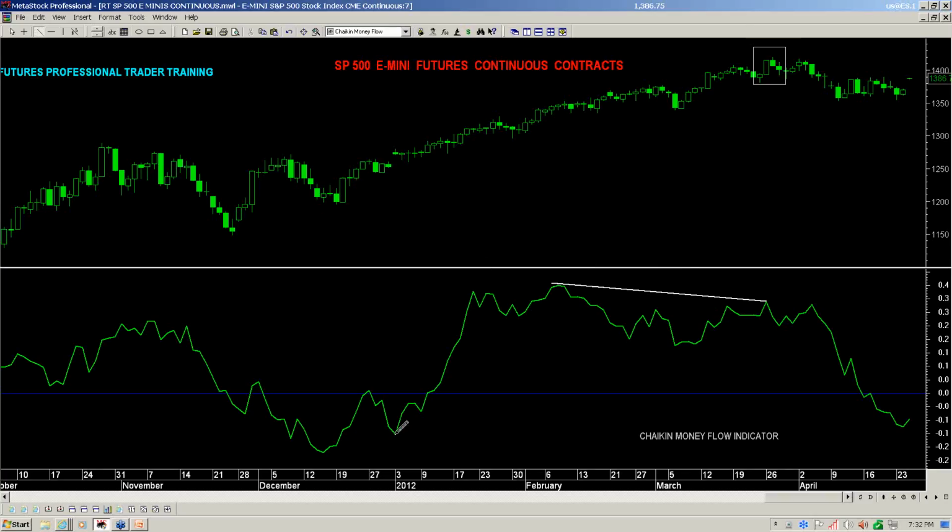I also teach here how to correctly identify these types of areas here and then again here, so that when the trend line violation comes into play, okay, it's another confirmation that the trend has changed.